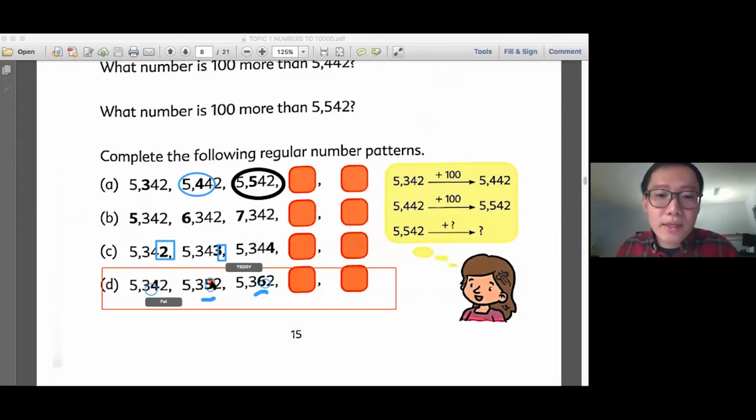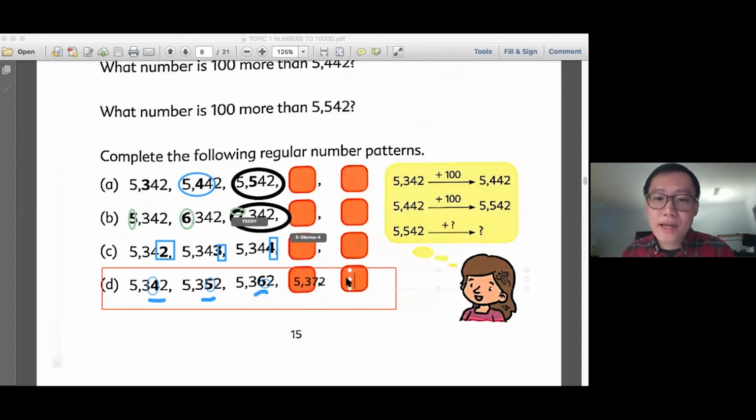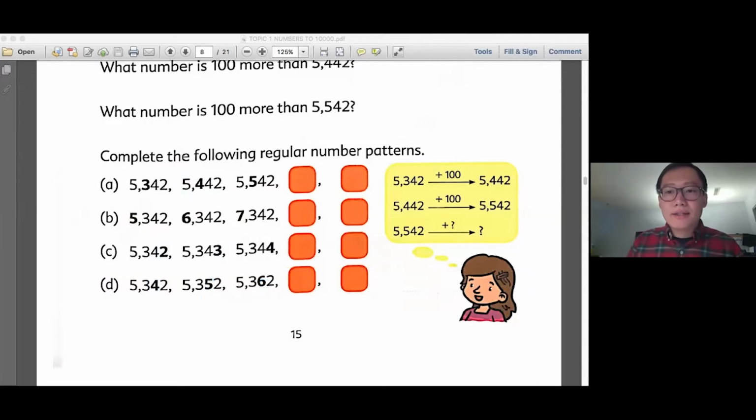So can anyone tell me what's the next number? Anybody? 5,372. Good. And what should be the next number? Anybody? What's the next number? 5,382. Good. I heard 2 voices. They're both correct. 82. Very good. So these are 2 basic finding patterns questions, right? Okay, let's move on to the next one.